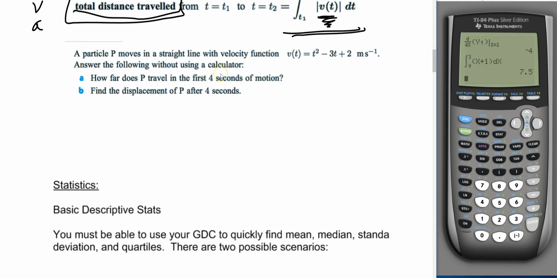So let's do an example real quick. Particle P moves in a straight line with velocity function this. That was supposed to be highlight, not cross out. Way to go. And so we're going to do it with the calculator. Using the calculator, how far does P travel in the first 4 seconds of motion? So again, how far, it's like total. That's asking us total distance traveled. How much has it moved? Total distance. So we're going to go math.